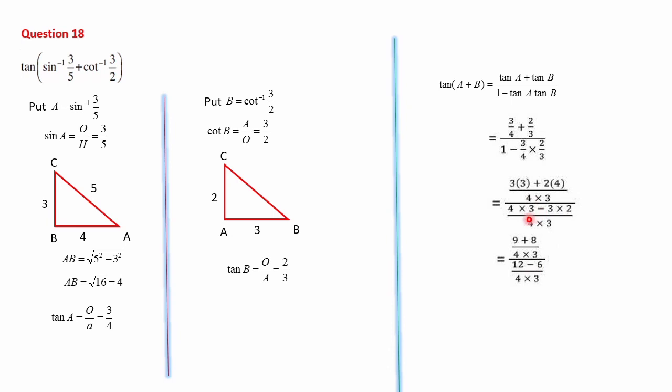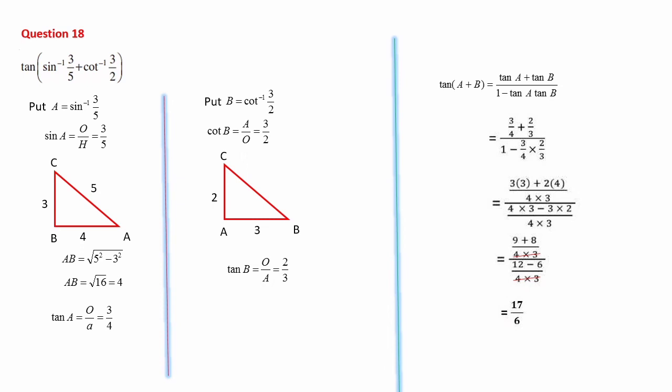This can be cancelled. Either you cancel here itself or else you can wait. Then here we can cancel both. So both we have cancelled, and 9 plus 8 we are having 17. 12 minus 6, final answer 6. So the answer is 17 divided by 6.